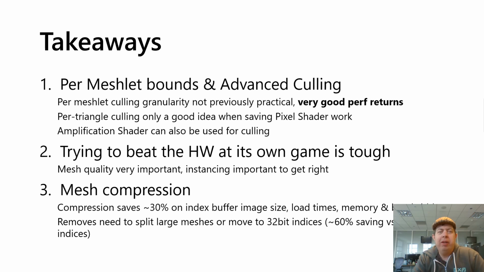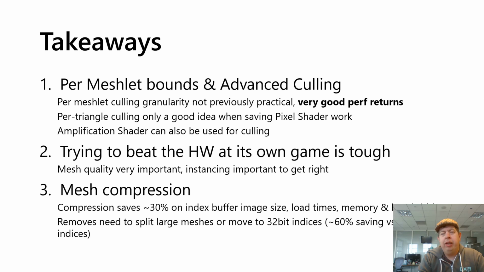So, takeaways. Per-meshlet bounds and advanced culling, this is the really good stuff. This is where you can take your mesh rendering time and halve it. So this kind of clipped state is now very interesting to us. We can get some big perf wins there. Doing the culling per triangle, I would say, is only useful if you're saving pixel shader work. So again, not the edges of the screen, anywhere where you can reduce the frustum.